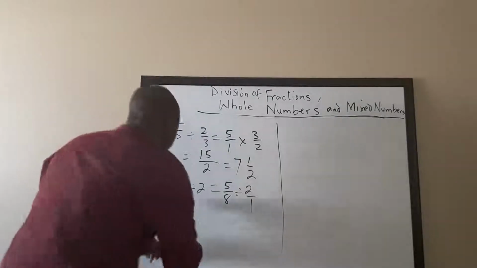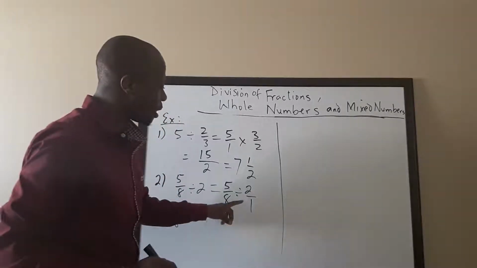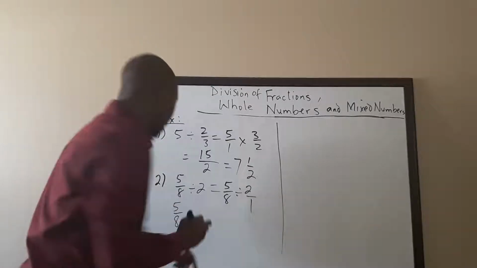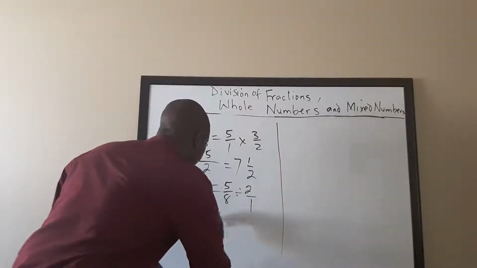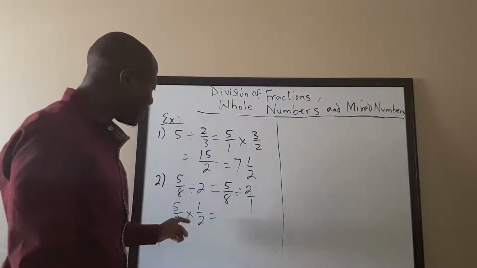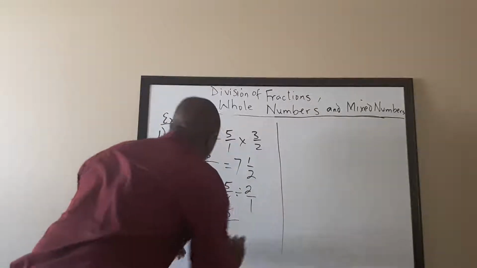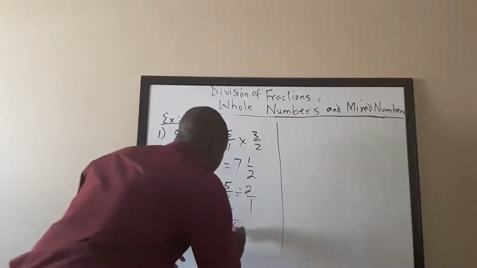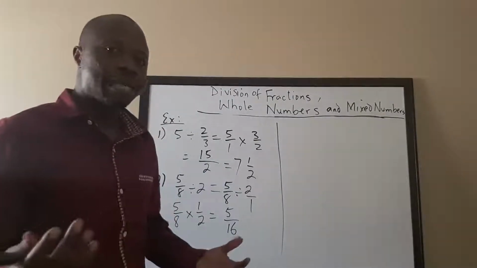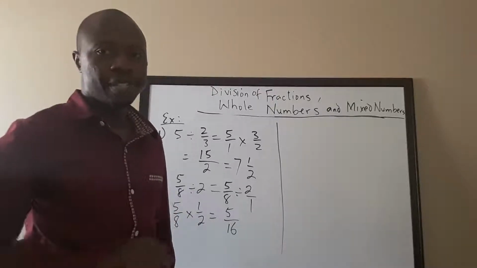Now, with 5 over 8, I'm going to flip the 2 and the 1, and change this sign to the multiply sign. So times 1 over 2. At this point, I'm going to multiply 5 and 1 to get 5, and multiply 8 and 2 to get 16. And that's it. We can't reduce anymore here. There is nothing else we can do, so we just leave it as is.